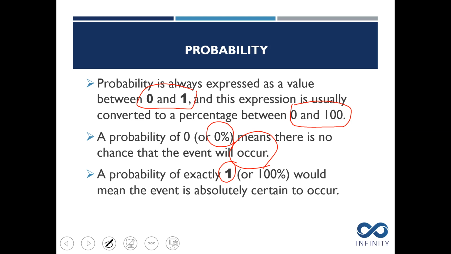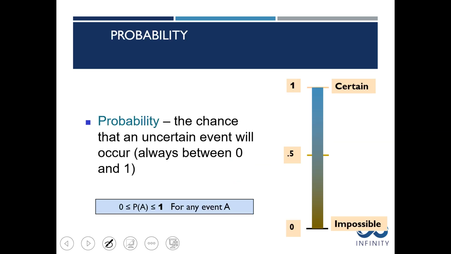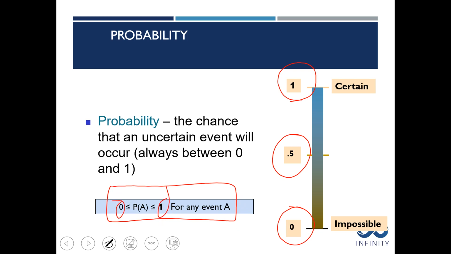So the value of probability is always going to be between 0 and 1, or in percentage terms between 0% and 100%. If an event is going to happen for sure, the value of the probability is 1, and if it is impossible to happen, the value is 0. For any value in between, for example 0.5, there is a 50% chance that the event may occur, and at the same time a 50% chance that it may not occur.